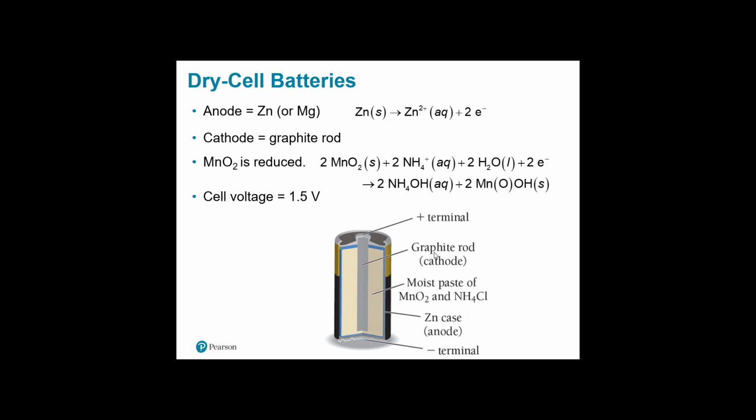We have a cell voltage of 1.5 volts. Here we have two terminals, the positive and the negative. We have the zinc case, which is the anode. We have a moist paste made of manganese 4 oxide and ammonium chloride. And then we have the graphite rod, which is the cathode.